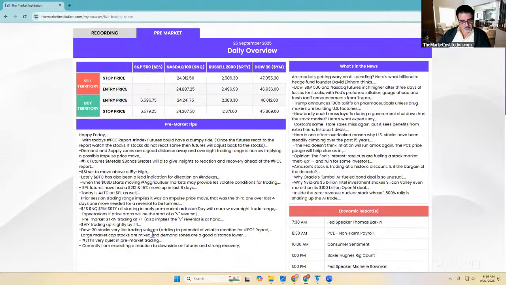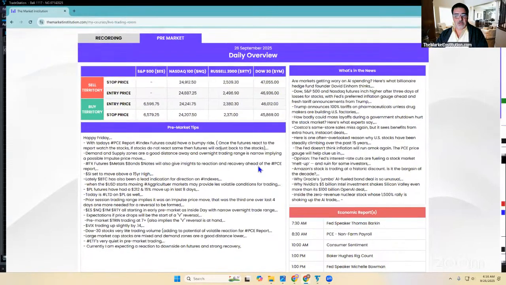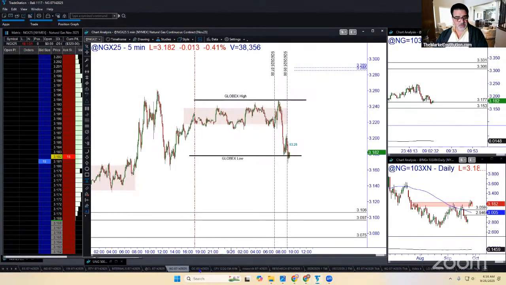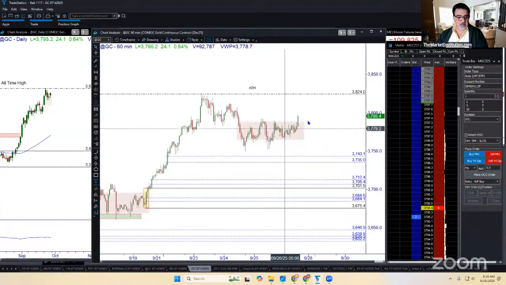Let me go back through my notes here. Yeah, platinum futures had a 212-point move up. That's a 15% move in the last 8 days. Okay. Parabolic. Okay, so we'll take a look at platinum. Now, also with the PCE report, we saw very little. Now we're starting to come in.